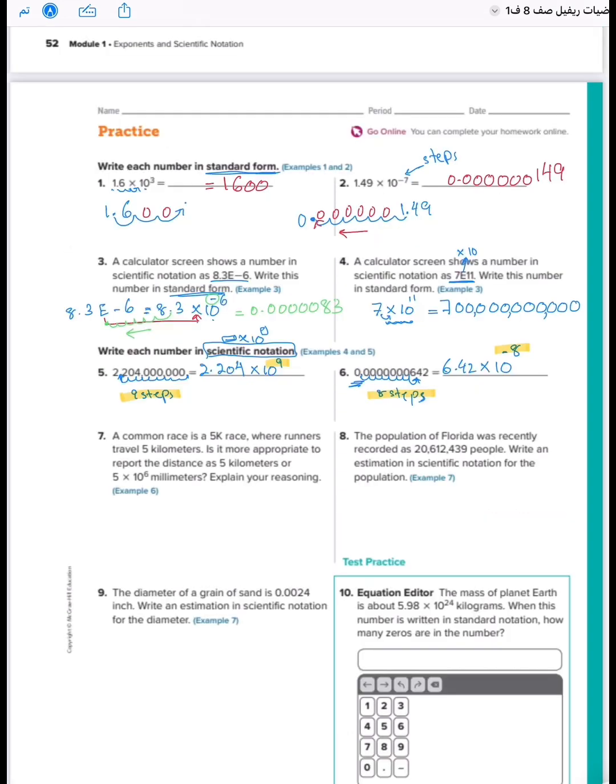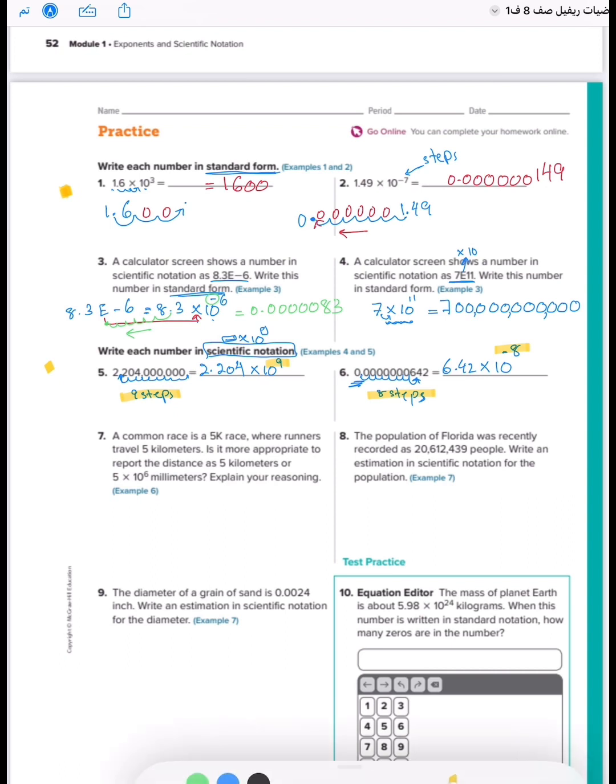Please be focused. When we write from scientific to standard, from question 1 to 2, like questions 1 and 2, 3 and 4, then we must know how to come back from standard to scientific now. Okay, so please focus.